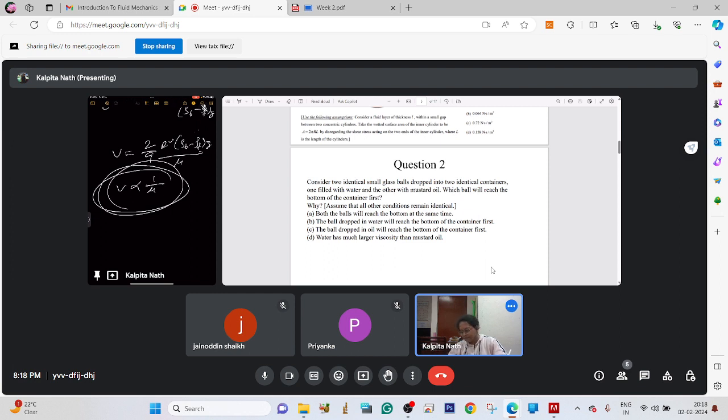That means if the viscosity is more, the velocity is less. Almost all oils have around 800 times more viscosity as compared to water. So with the viscosity of oil being more than the viscosity of water, its velocity will be less. So yes, option B is correct. Let us proceed to question number 3.